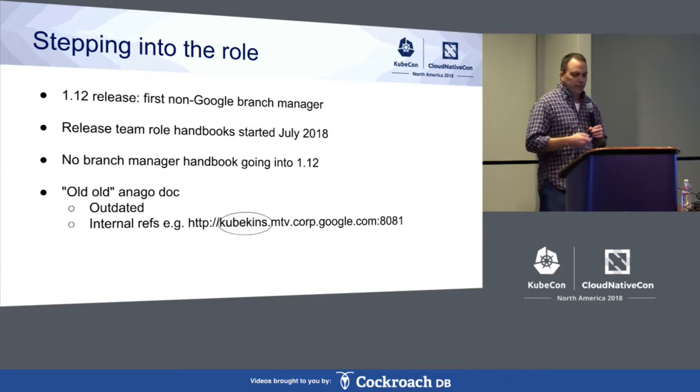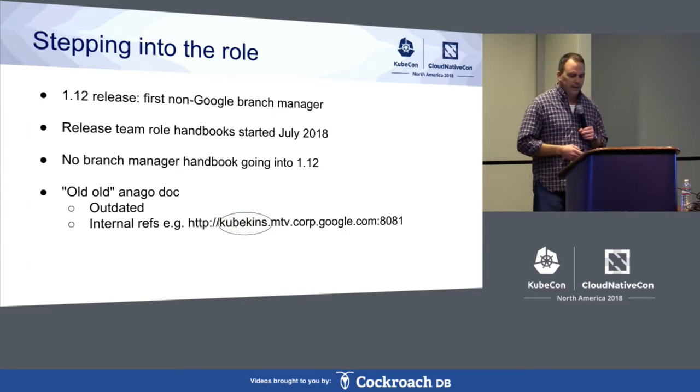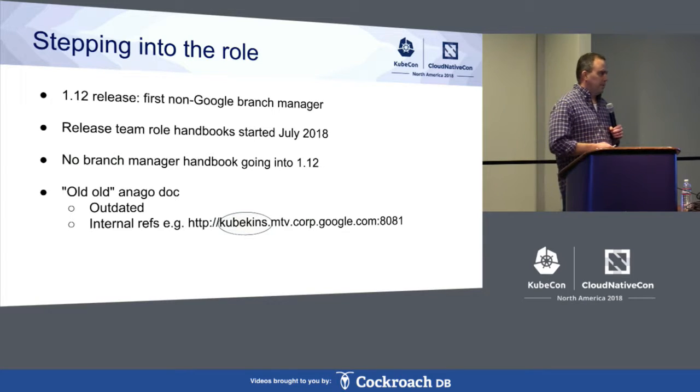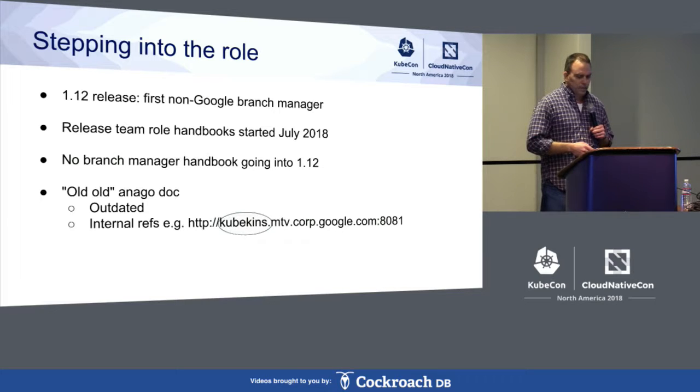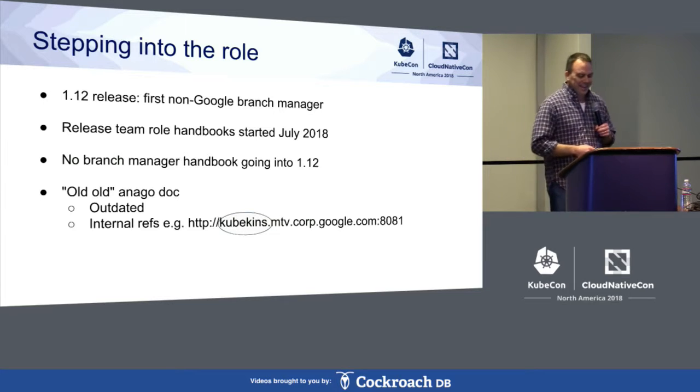There was an effort that started around July 2018 to create role handbooks for each of the 10 roles, or 11 if you include the Kate's robot. But going into 1.12, there was no handbook for the branch manager. What we had gotten from Caleb was what's still described in the repo as the old Anago doc. Not just old, but old. And it's a bit outdated. You can still look at it today.